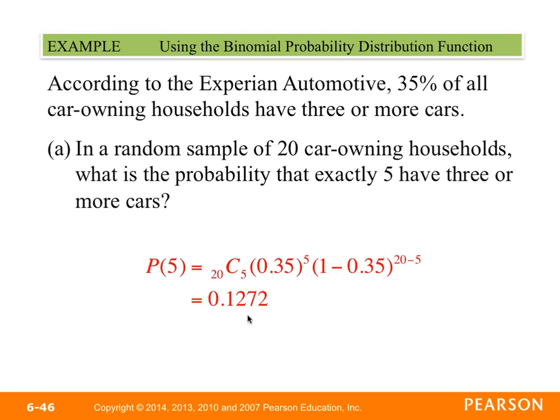It's also important to note that you can look this up on a table. There is a binomial table in the back of your textbook. If you look at n equals 20 and x equals 5, and you want an exact probability, so you have to make sure you're looking at the exact binomial table, you will get this value here of 0.1272.